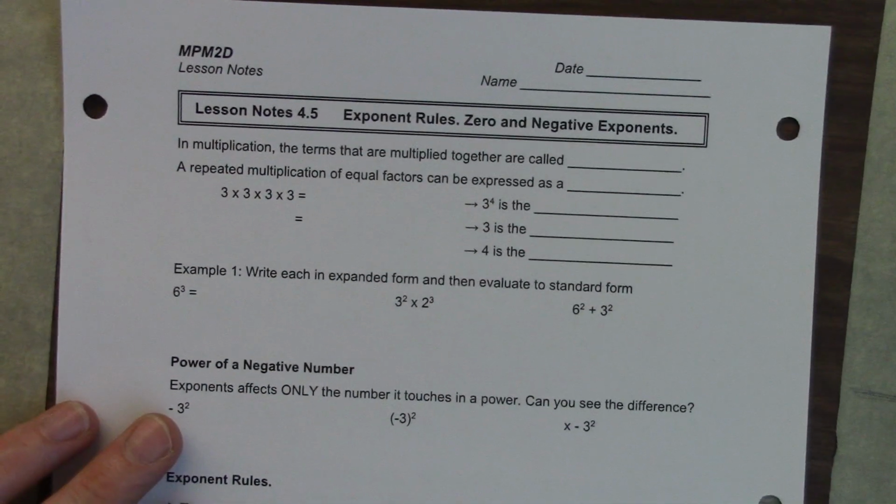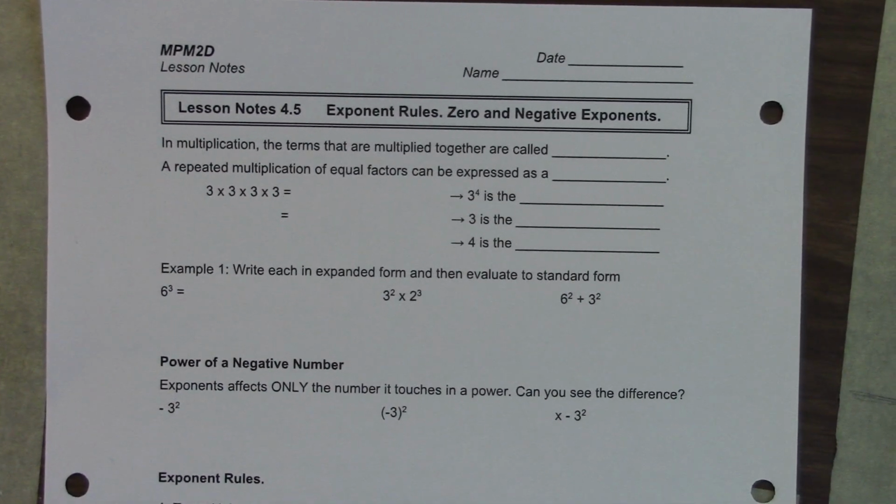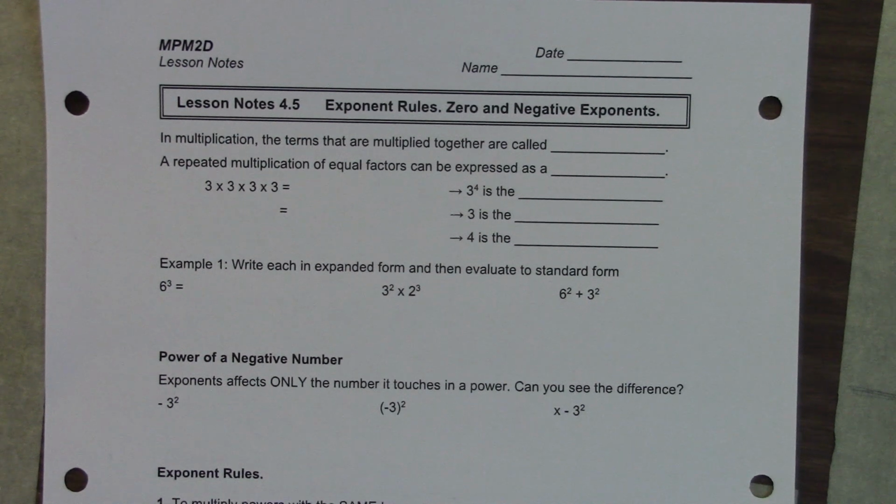All right, this is section 4.5, exponent rules, zero and negative exponents. I'm hoping this lesson is an easy one. I'm hoping that if you're paying attention, we should be able to get through this relatively quickly. Okay?